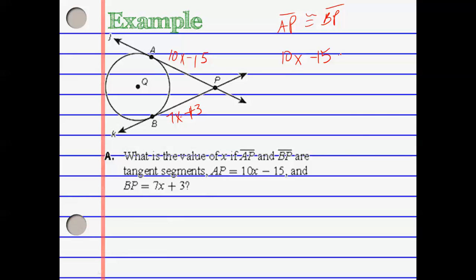We can say 10x minus 15 equals 7x plus 3. Now what I would do is add 15 to both sides and subtract 7x from both sides. So that's going to give me 3x equals 18. And I divide by 3, I'm going to get x equals 6. So there we go, x is going to equal 6. And if you wanted to actually find the length, you could just plug that 6 back into the x.